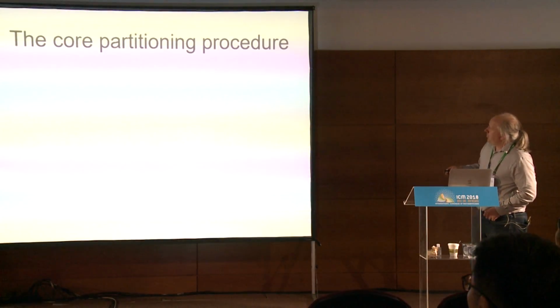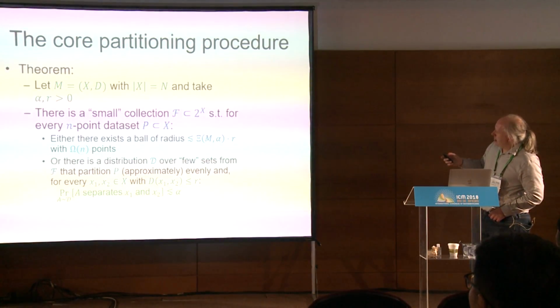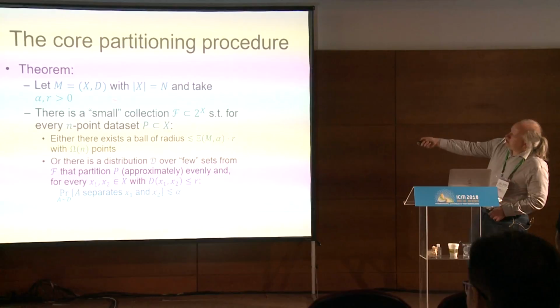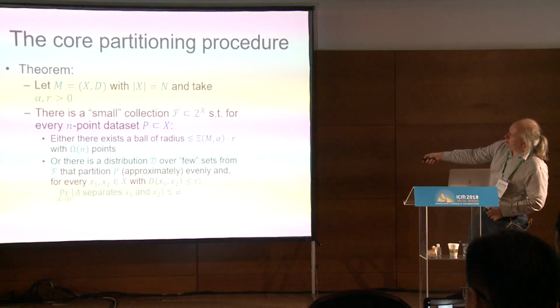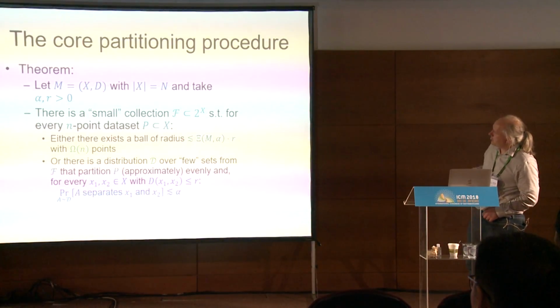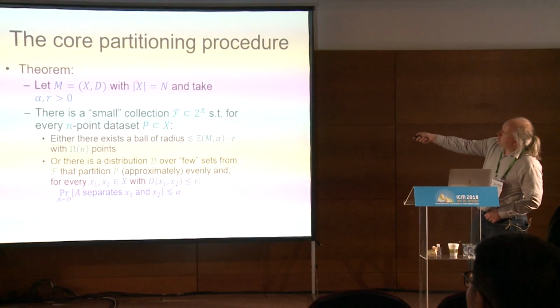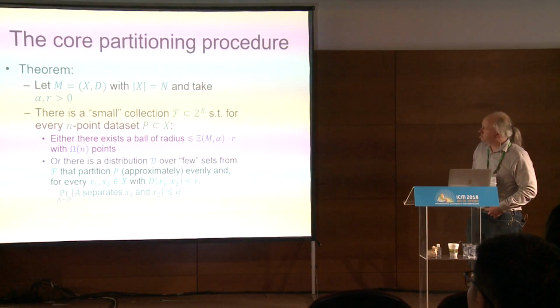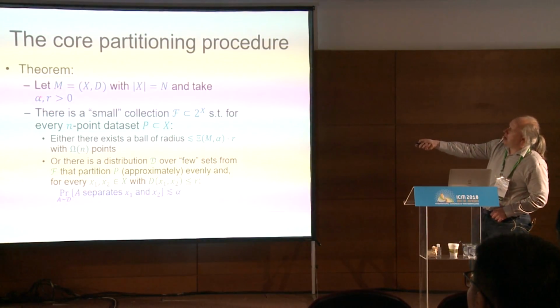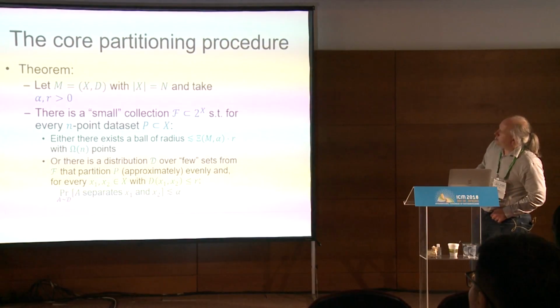So what can we do? Well, at the heart of the algorithm is a partitioning procedure, which is encapsulated by this theorem. So what does this theorem say? So consider our metric space. Let's assume it's finite. We can always discretize it. And let's take two parameters, alpha and the radius r. Right? This is the r from the nearest neighbor.